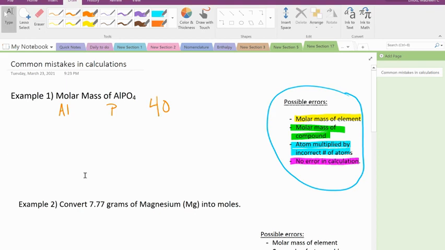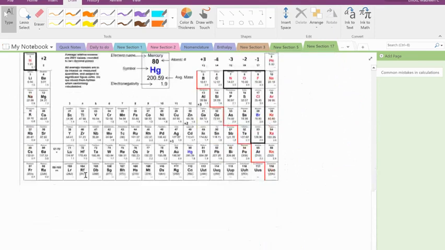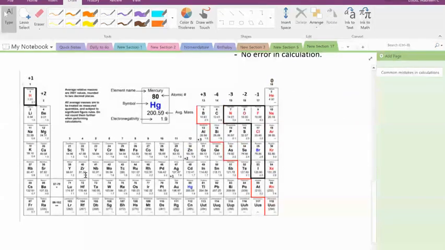I have a periodic table down here at the bottom for us as a reference. So I'm going to go through and look at them. So aluminum is right here. Again, my number that is the molar mass is the number that is directly below the symbol itself. And we're going to go with whole numbers. So aluminum has a mass of 27. Phosphorus has a mass of 31. And oxygen has a mass of 16.